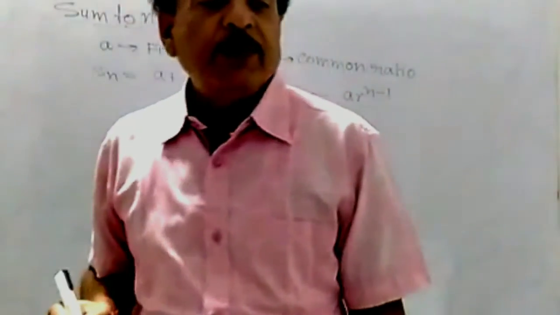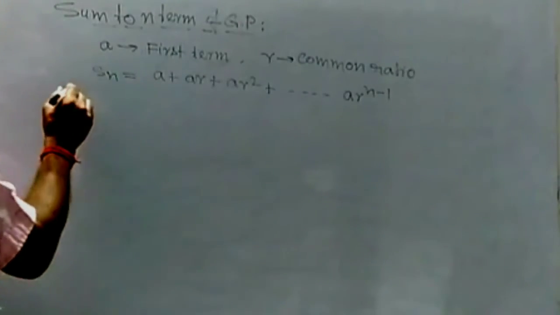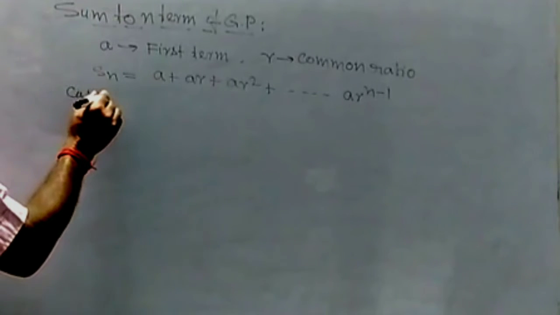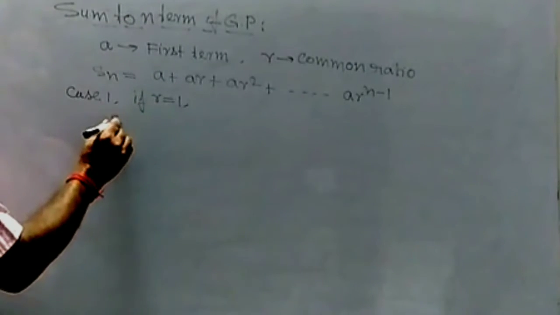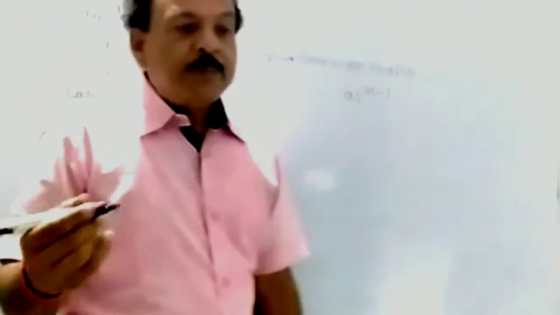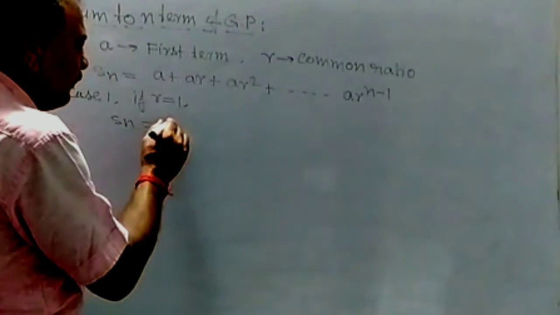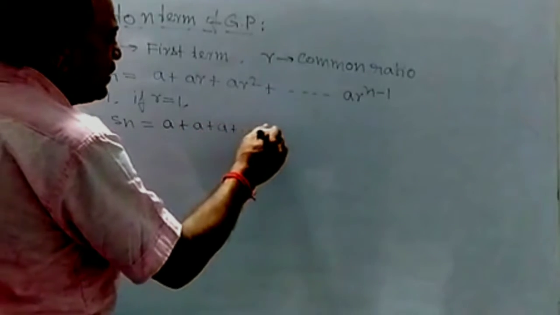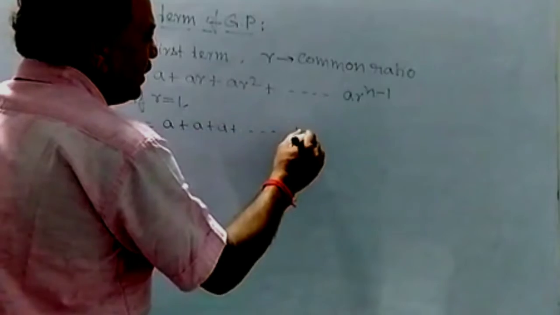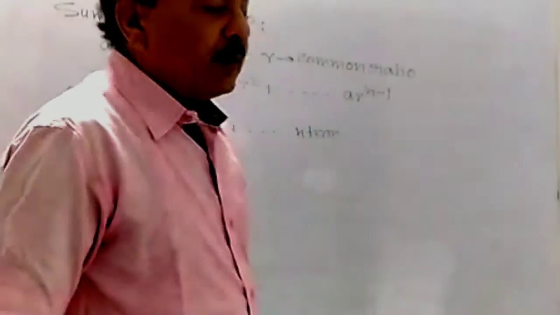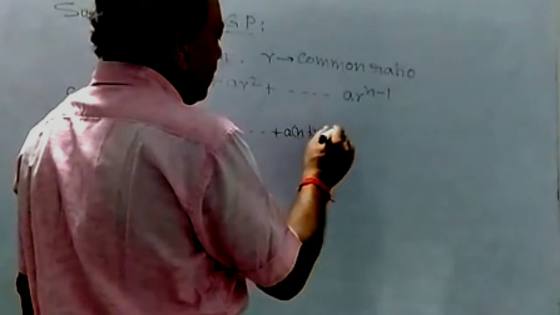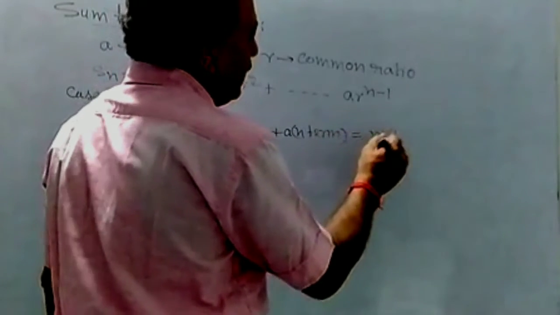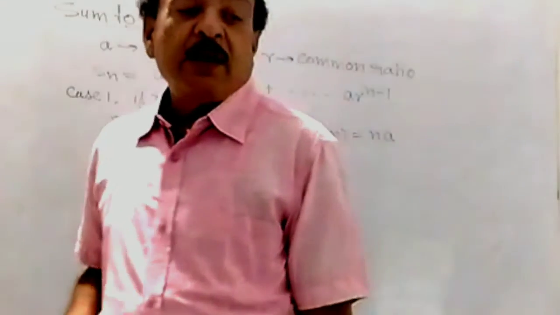To find the sum of the first n terms, there are two cases. Case 1: if R equals 1, then Sn equals A plus A plus A and so on up to n terms. So we get n A.